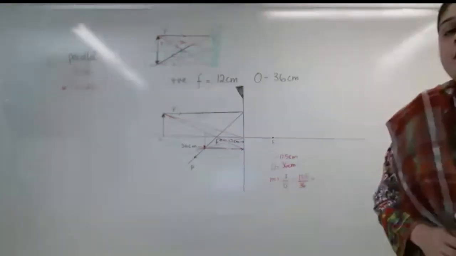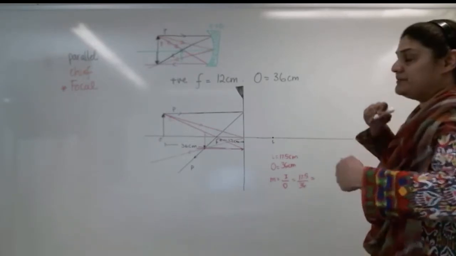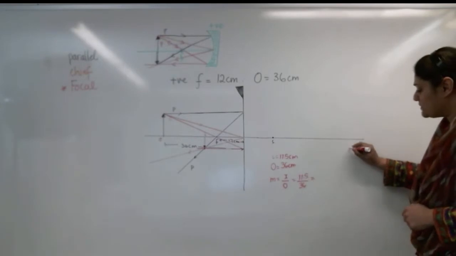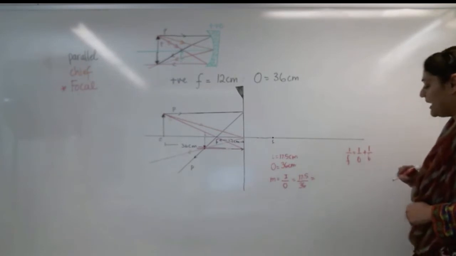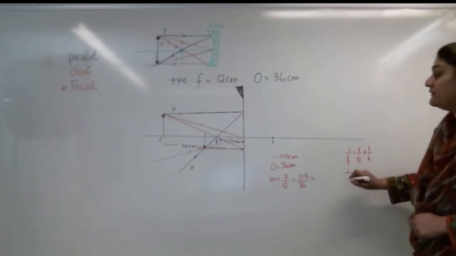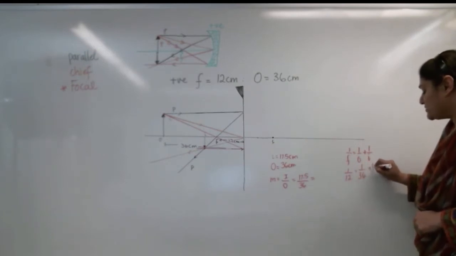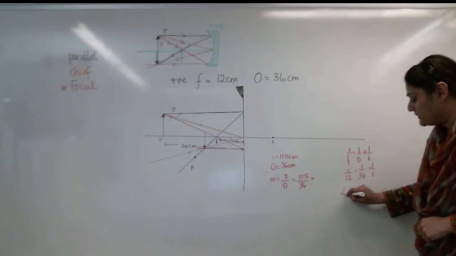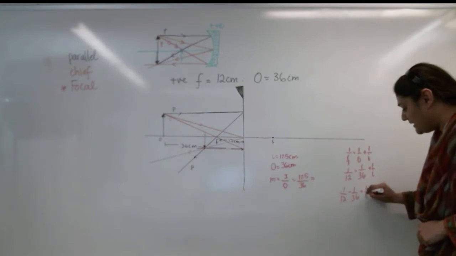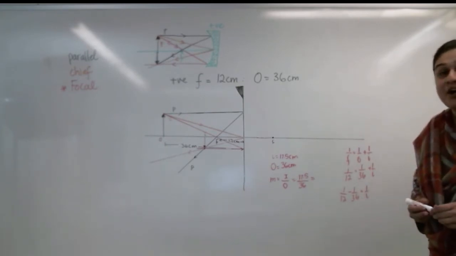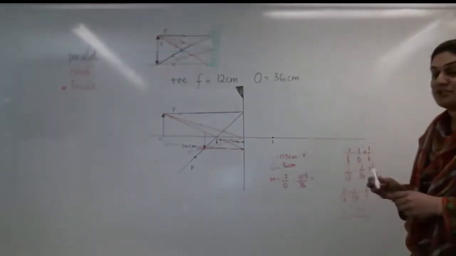Now, the other thing that the questions asked us to do was to find it by using the mirror equation. So the mirror equation was 1 over F equals 1 over O plus 1 over I. So my focal length was 1 over 12. My object was at 36, plus 1 over I. So I can do 1 over 12 minus 1 over 36 equals 1 over I. I will let you guys calculate that on your own. Just figure out whether this I matches up with this I that I measured.